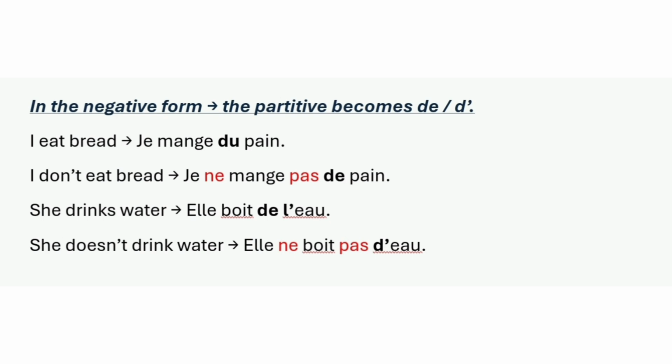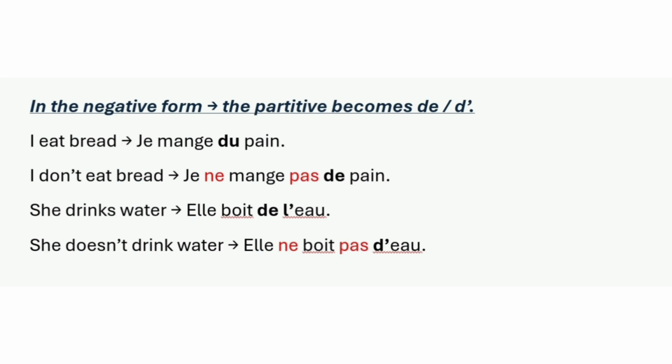Then second one, she drinks water. Elle boit de l'eau. She drinks some water. When we negate it, we put it like elle ne boit pas d'eau. Instead of de l'eau, even before a vowel, we are placing only the preposition de, that is she doesn't drink water, or she doesn't drink any water.